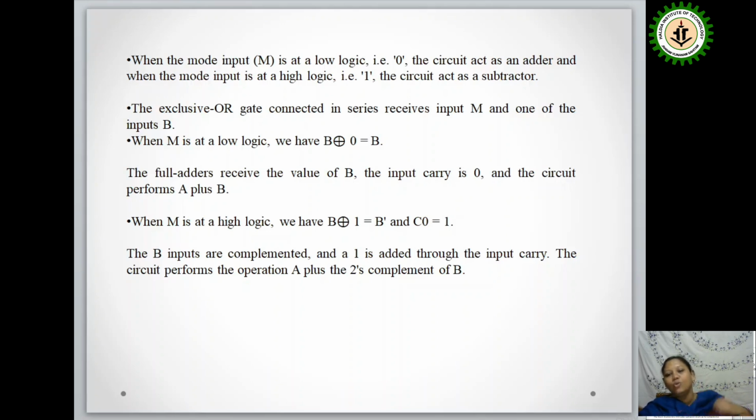Similarly for all 4 bits, B complement means minus B, so it is treated as the subtractor unit. Based on the M value, that is the control input value, if it is 0 then it is treated as the addition operation or adder circuit. If it is 1, then it is the subtraction unit. So here we studied all the adders: the binary adder, parallel adder, increment unit, decrement unit, as well as the adder subtractor unit.